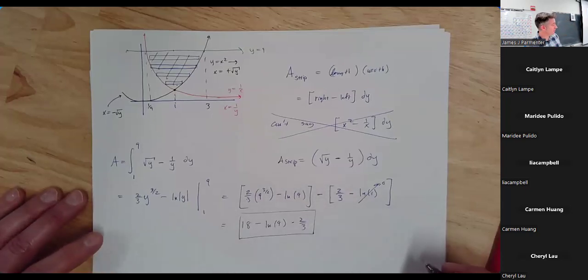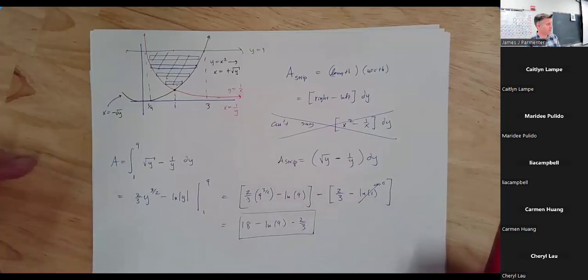Which might look a little different than our other answer, but I will tell you, if you do enough simplifying, the answers are the same. I mean, the answers are the same whether or not you simplify. But if you do enough simplifying, you can show that they are the same.